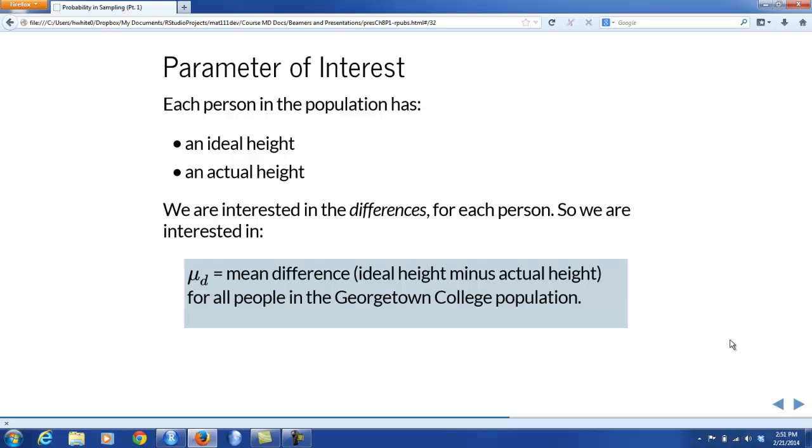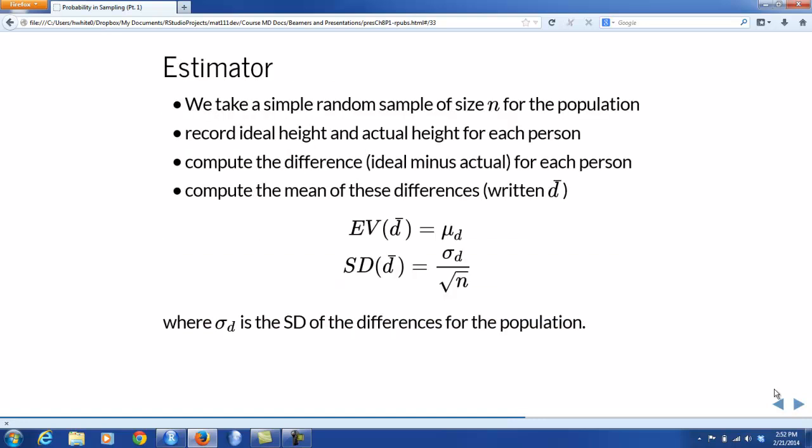So we define mu d to be the mean difference, ideal height minus actual height, for all people in the Georgetown College population. For each person in the population, there's two numbers, the ideal and the actual height, but we reduce it to one number by computing the difference for each person. And it's the mean of those differences that makes mu d. This is going to be an unknown number. We don't have access to the entire Georgetown College population. As for estimating it, it's a simple idea.